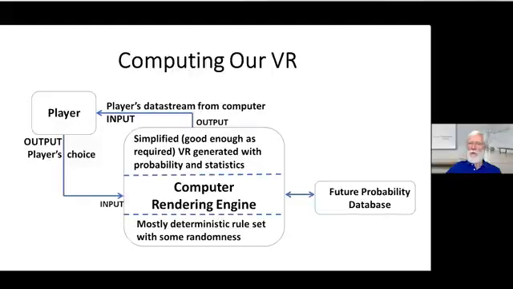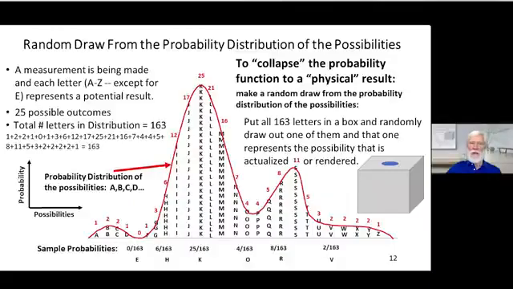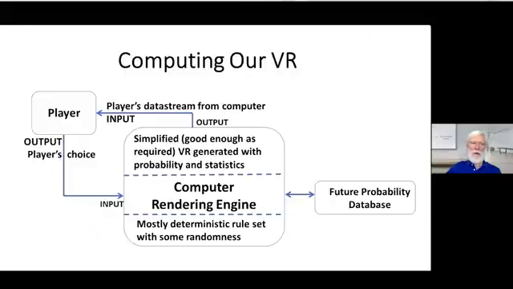Besides that, there's this future probability database we talked about that is required for this. This data is all the probabilities of all the possibilities. So the system needs that. It needs a database of all the possibilities and the probabilities of those possibilities. That's this future probable database here. And that's an input to this rendering engine.